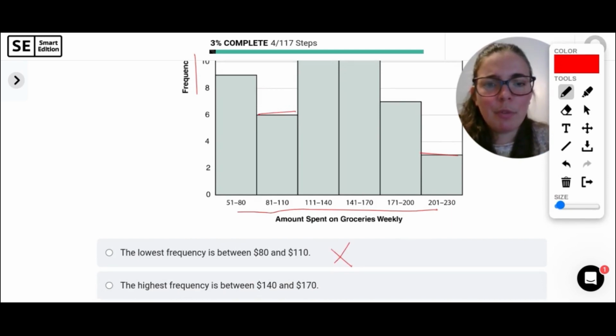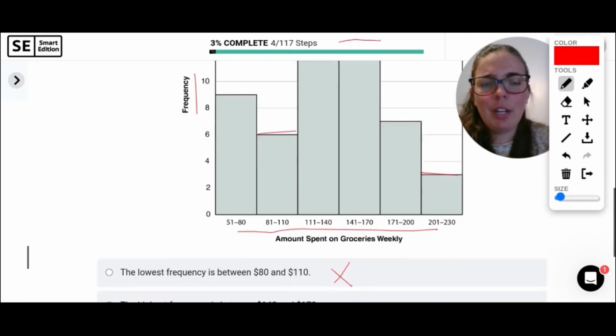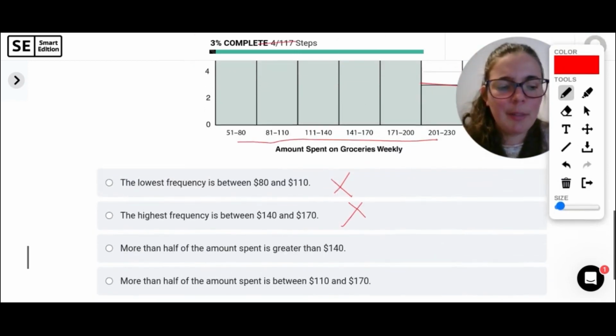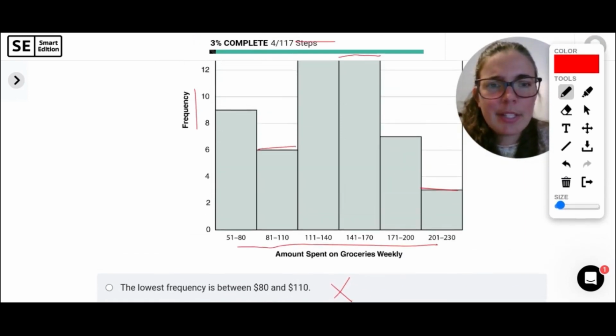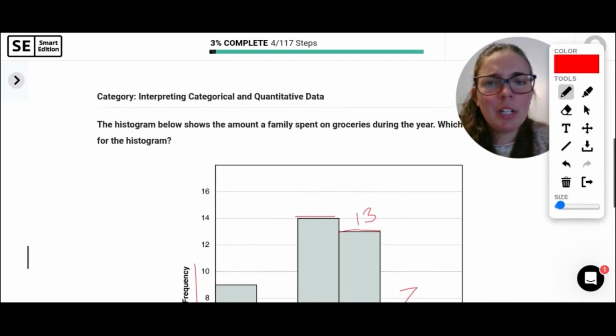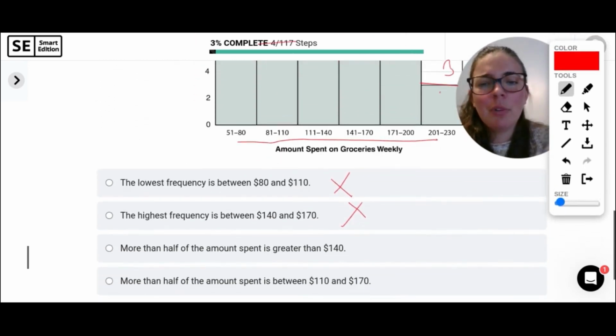Highest frequency is between 140 and 170. That's here, but I see one that is higher there. More than half of the amount spent is greater than 140. Let's see, is this more than half? 13. This would be 7. This would be 3. So that would be 23. But if we're talking about throughout the year, this is 52 weeks, so 23 is not more than half.